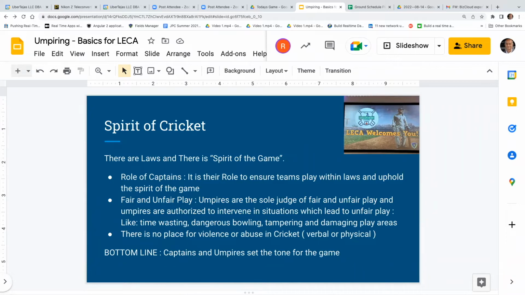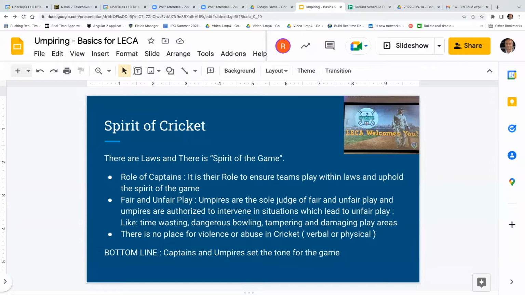The last piece I want to make sure everybody understands is that there is no place for violence or abuse in cricket. I don't care whether it is verbal, physical, whatever type it is. I know people take pride, and there's a fine line between taunting a player and crossing the line, when they start verbally abusing the batsman, interfering in the play, or even unruly appealing, just appealing for everything that goes on in the ground.